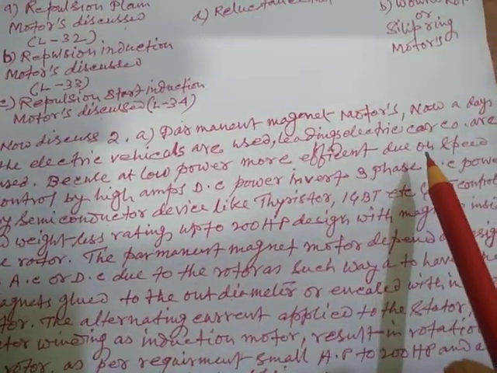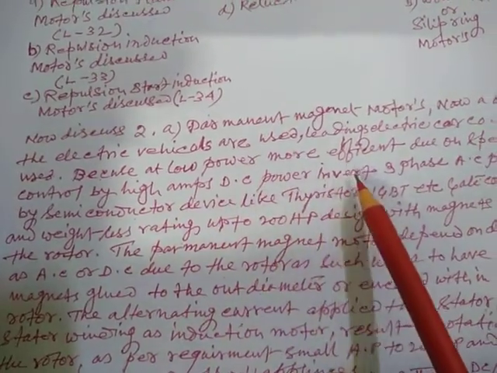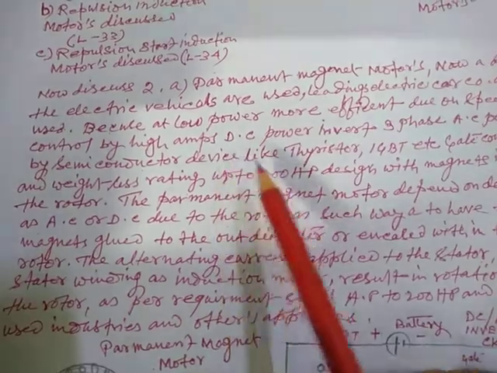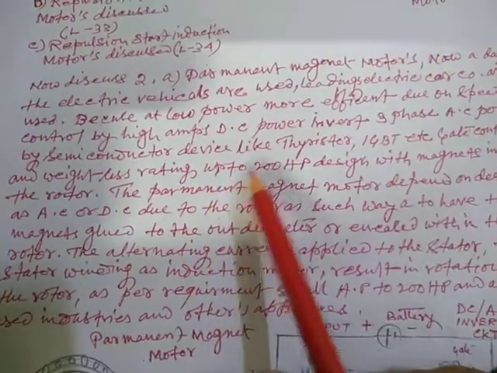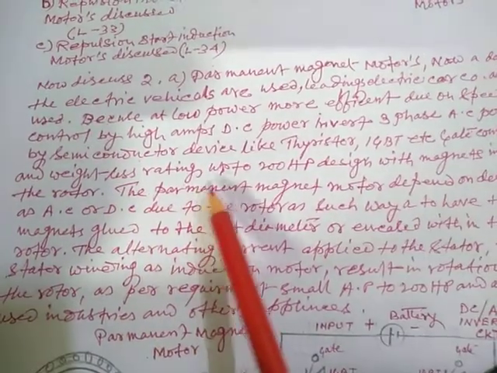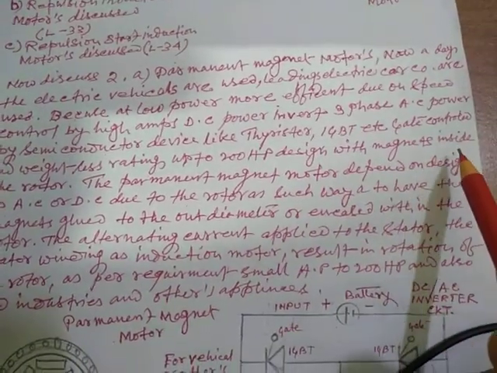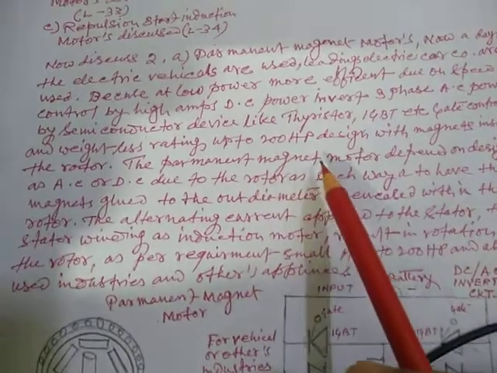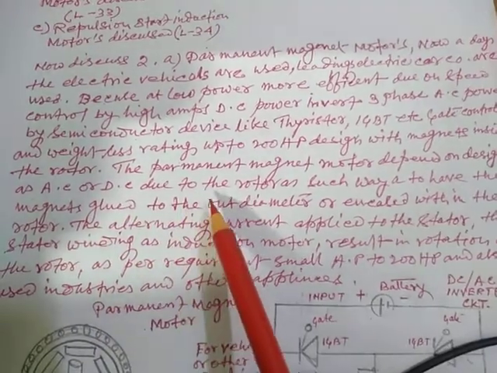Leading electric car companies use them because at low power they are more efficient. The speed is controlled from high amps DC power, inverted to three-phase AC power by semiconductor devices like thyristor, IGBT, etc. Gate controlled and lightweight, with ratings up to 200 horsepower, designed with magnets inside the rotor.